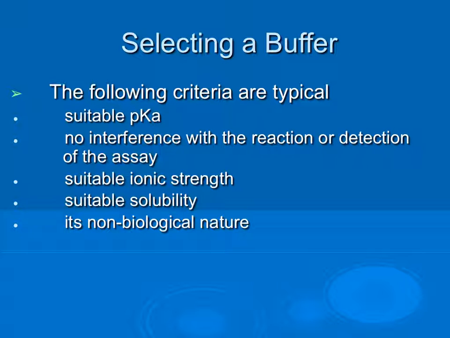There are some things to keep in mind whenever you're trying to choose a buffer. One of the very first things is you've got to look at the pKa. Obviously, if you're looking at an acidic system, you're not going to choose a buffer that has a really high pKa. You need to make sure it has suitable ionic strength. If you have to add too much salt to it, that's bad. Make sure it's soluble, because not all buffers are as soluble as others. And of course, it should make sense that you don't want it to interfere with the biological systems that you're working with.